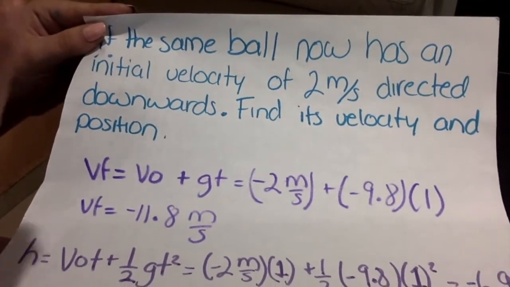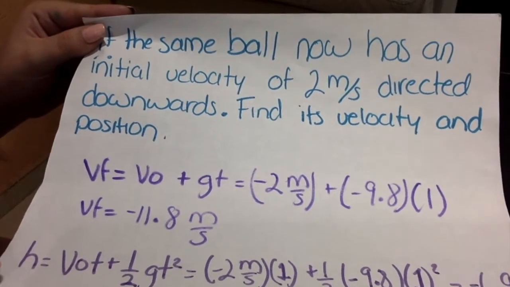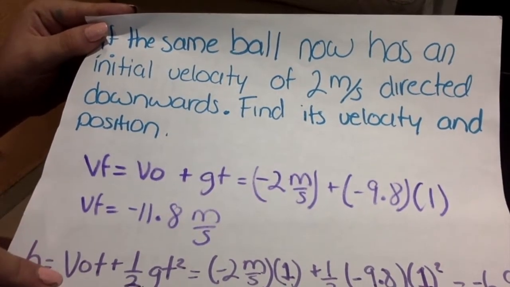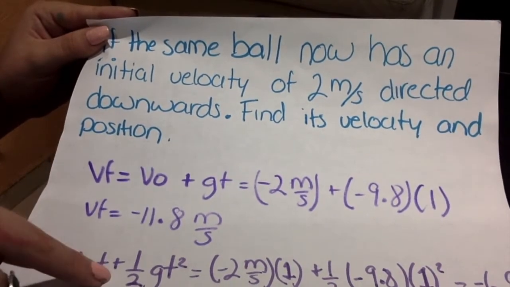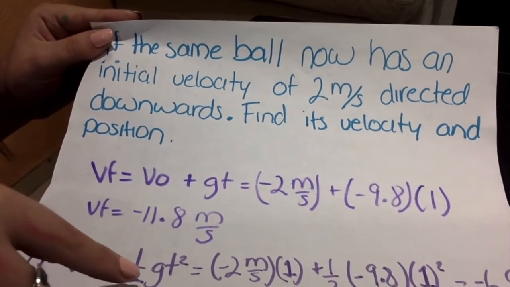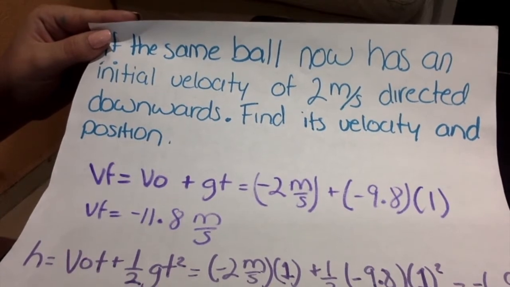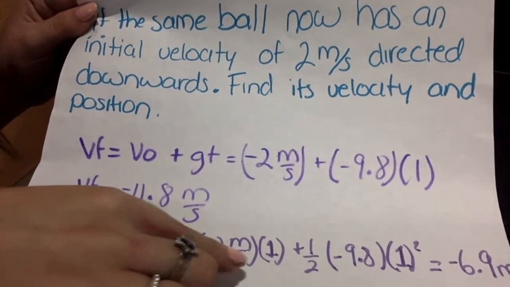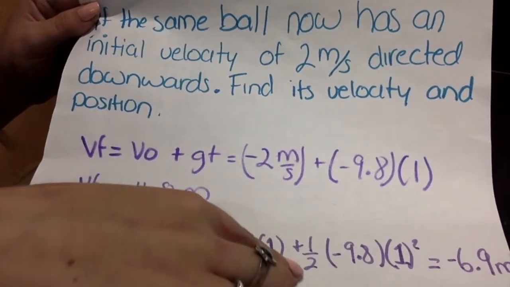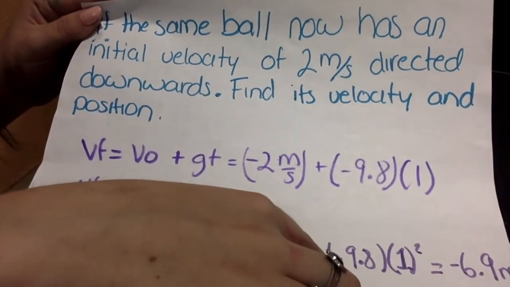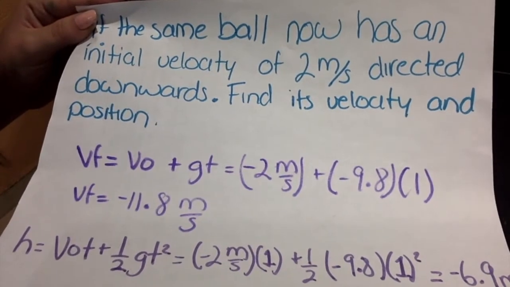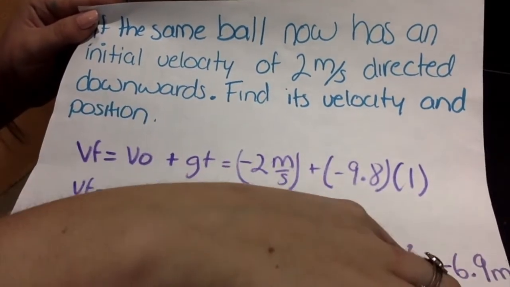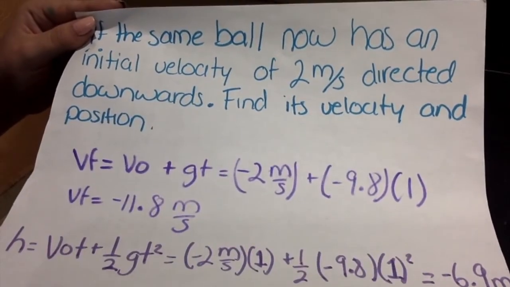Now they're asking us for the final position. We have the formula height equals initial velocity times time plus 1/2 of gravity times time squared. We substituted minus 2 meters per second times time plus 1/2 of minus 9.8 times 1 squared. That gives us minus 6.9 meters.